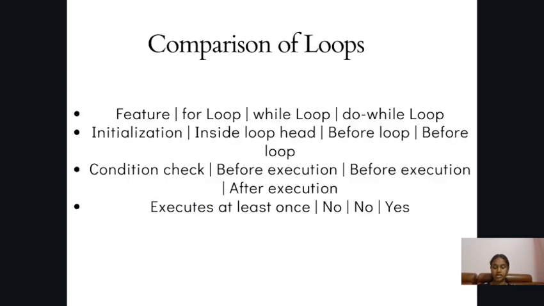Next, the differences between the for loop, while loop and do while loop. Let's compare the three loops quickly. For loop is used when the number of iterations is known. While loop is used when the number of iterations isn't known in advance. Do while loop guarantees at least one execution of the loop body.